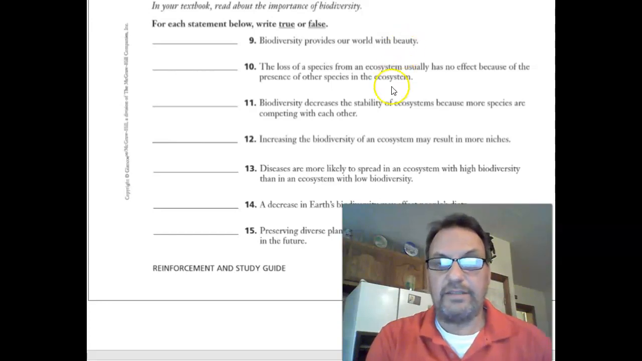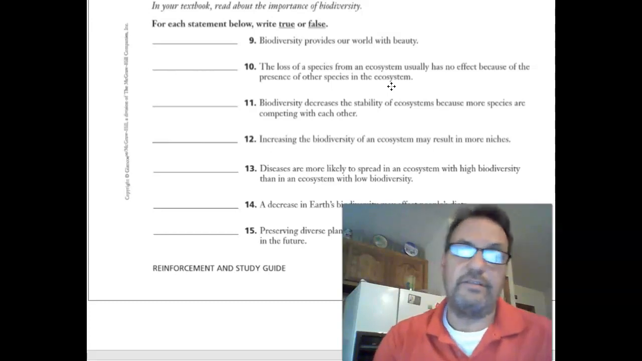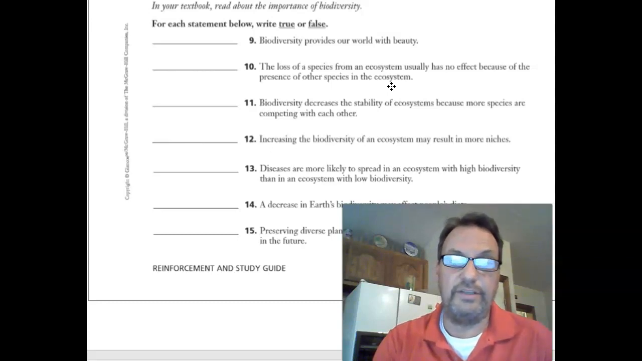The loss of species from an ecosystem usually has no effect because of the presence of other species in the ecosystem. Obviously, this is false. If you've lost species, that's never going to be a good thing. So that is false. So it will definitely have an effect.